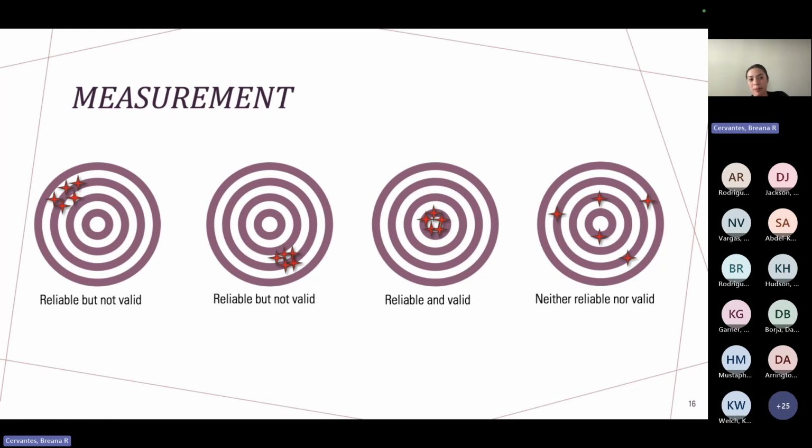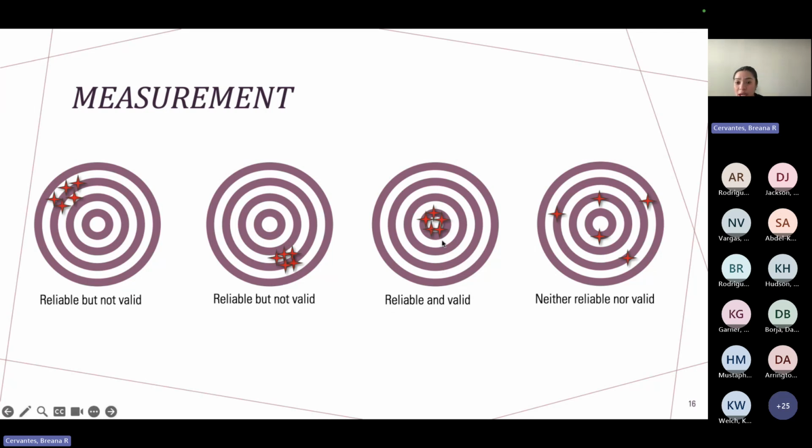So there's no validity, but all 5 times that I threw the dart, they generally landed in the same area. So that tells me there's consistency. So that means there's reliability, but not validity. Same thing here, nothing hits the bullseye, nothing even close. So there's no validity or accuracy. But each time I've thrown it, they all cluster in this area. So there's consistency, which means there's reliability.